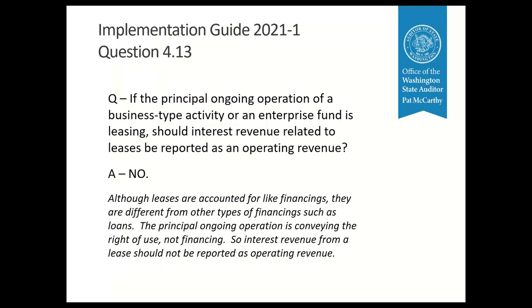Next slide. I do want to discuss again the thing about operating versus non-operating, because initially when all this started, we talked to GASB and we said, what about entities like ports or funds where leasing is the primary operation? Wouldn't the interest also be operating revenue? And GASB said, well, yeah, that sounds reasonable. But then we noticed in the latest implementation guide 2021, look at question 4.13. It says, if the principal ongoing operation of a business-type activity or an enterprise fund is leasing, should interest revenue related to leases be reported as an operating revenue? Well, before GASB was leaning to yes, and now they say no, absolutely not. I've paraphrased the explanation there. It's pretty lengthy, but what they're saying is, although leases are being accounted for like financings, they're not really financings, and governments are not in the business to finance, so it's going to be non-operating revenue.